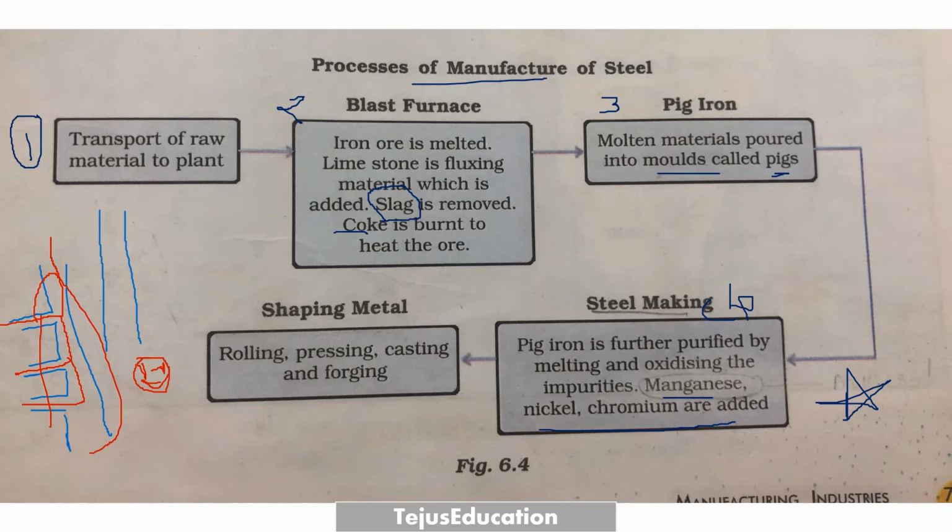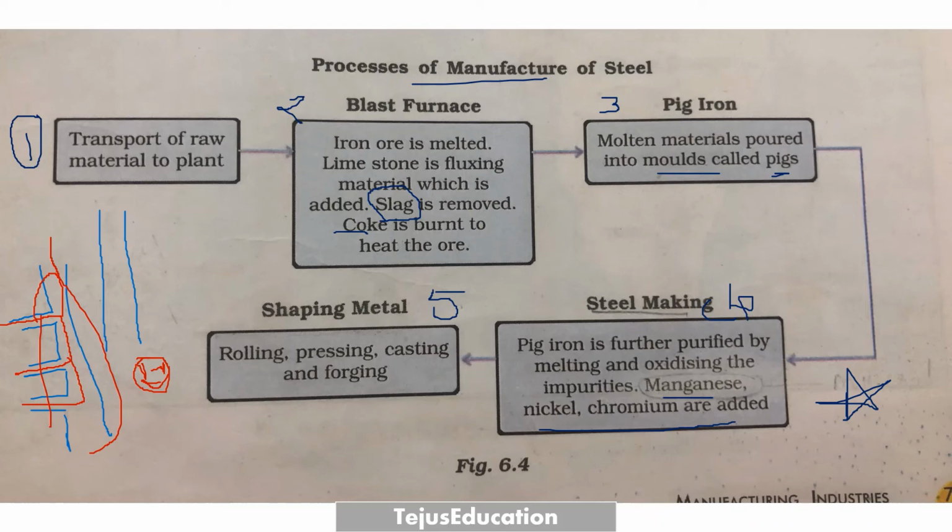Now let's go to the last one. Rolling, pressing, casting and forging. Obviously it is rolled, pressed into various shapes. Casting, again mold. Forging. Here they are trying to make different shapes of the metal by heating it and then hammering it. It's also a sort of casting, but here first it is heated, then it is hammered into different shapes.